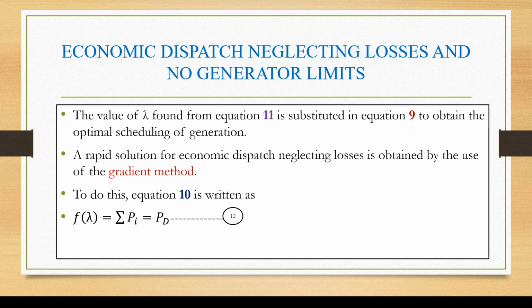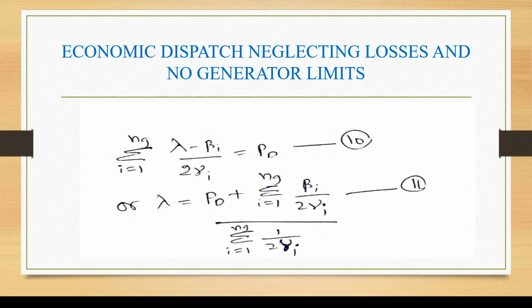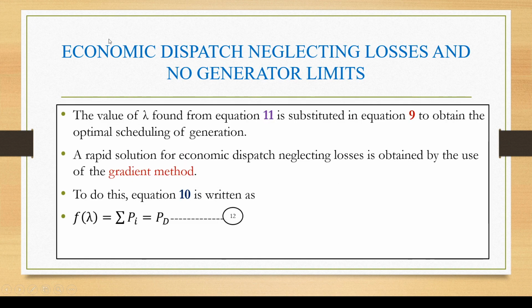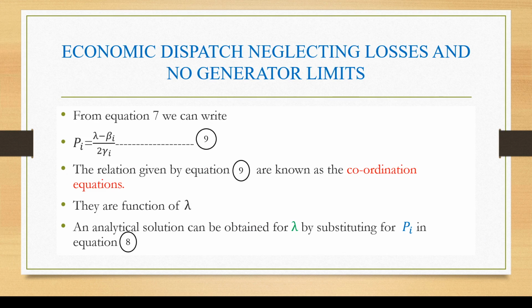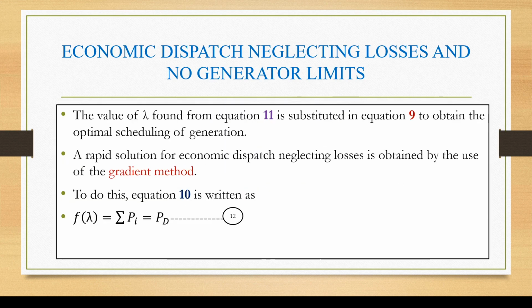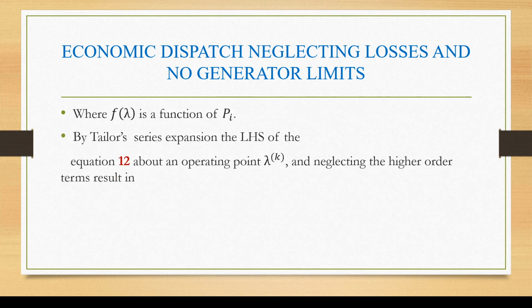So we can get a solution of economic dispatch neglecting losses by the use of the gradient method also. What we are doing here is writing equation 10 as f of lambda equal to summation Pi is equal to Pd, where f of lambda is a function of Pi.